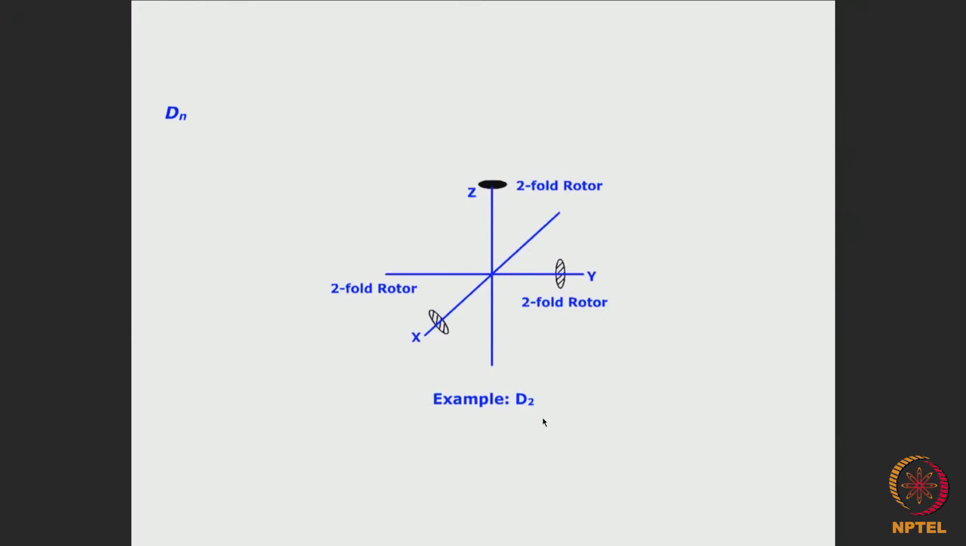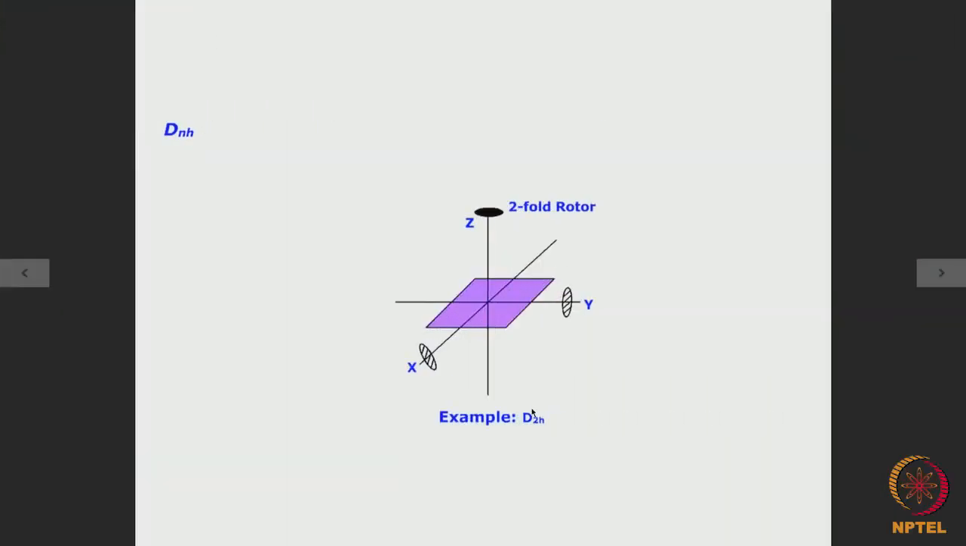Now, in the Schoenflies system, a point group is denoted as D subscript n. And what it means is, if in a point group you have got a two-fold rotor with two other two-fold rotors which are mutually perpendicular and both of them are perpendicular to the first rotor, in that case, such a point group is given the designation D2. So, this is another point group notation by the Schoenflies system.